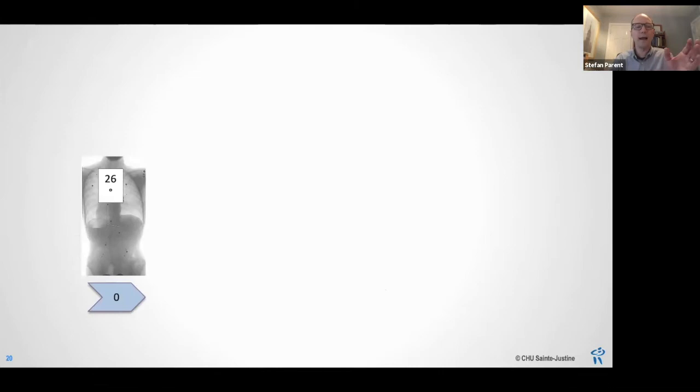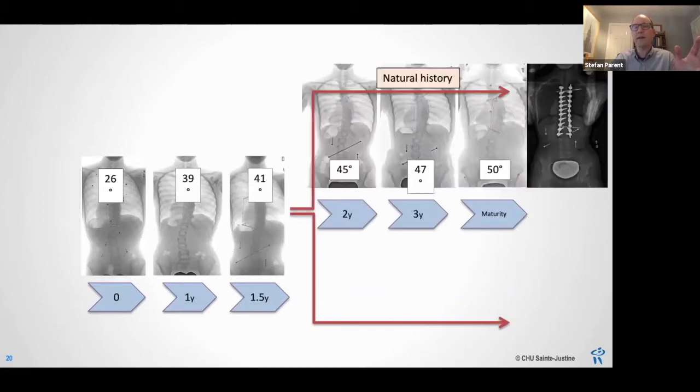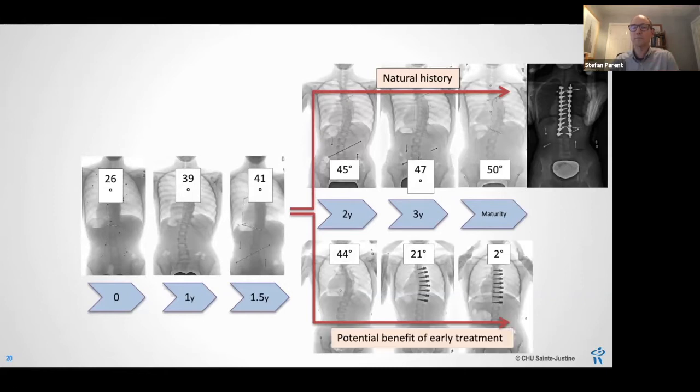So if you see a patient that comes in at 26 degrees and they do have a progression, you can have a choice of letting natural history take its course and doing a posterior spinal fusion, or you can intervene a little bit earlier. If you have enough growth, you can correct them initially, and with growth, you'll get perfect correction.